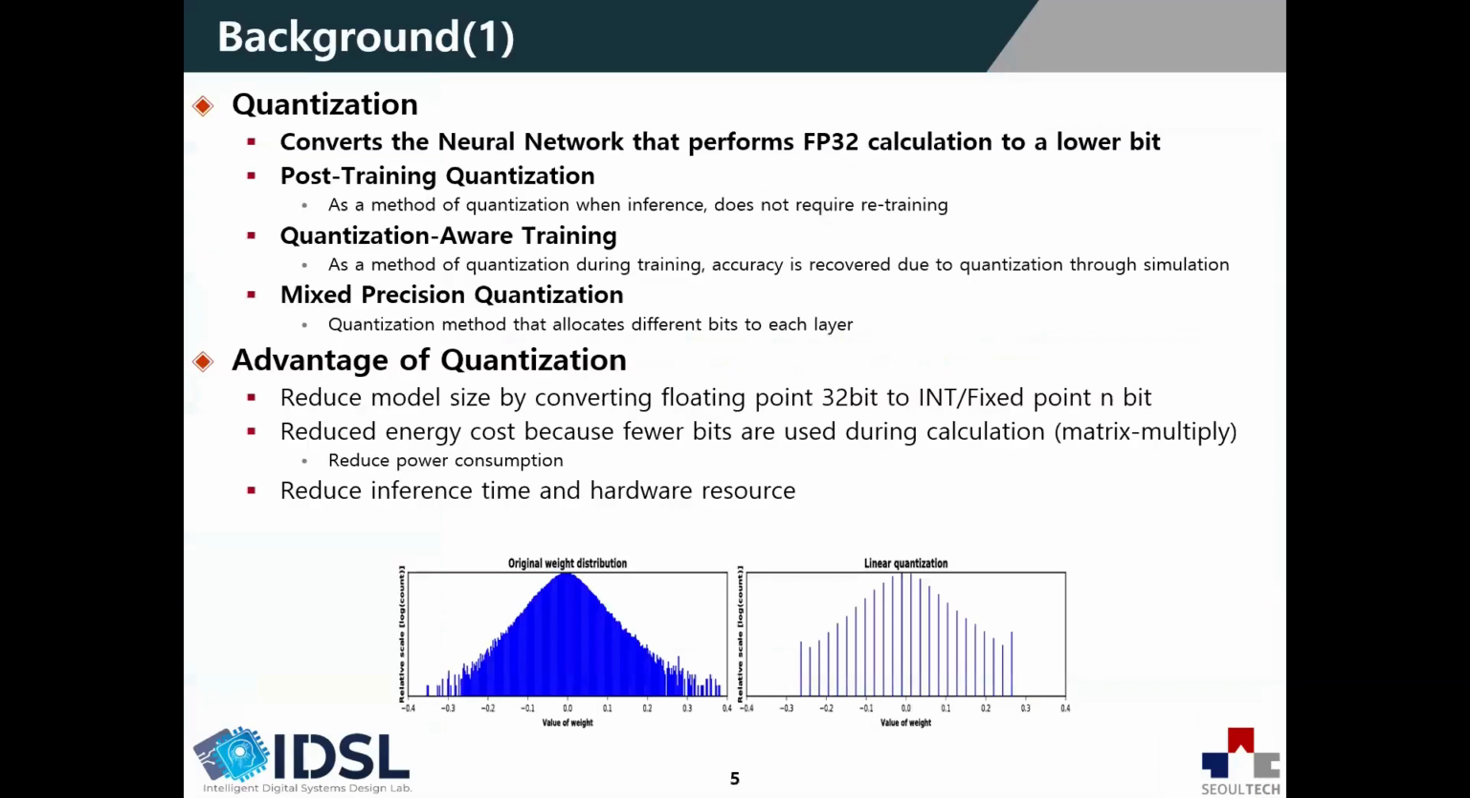Next is the background. Quantization is a compression method that performs CNN computation with lower bit widths instead of the standard 32-bit floating point operation. Quantization can be broadly classified into three categories. First, post-training quantization quantizes the model during inference and does not require retraining. Quantization training quantizes the model during training, recovering accuracy through fake simulation. Mixed precision quantization allocates different bit width to each layer. Through quantization, we can effectively reduce the energy cost and inference time incurred by convolution operation, which account for most of the computation.